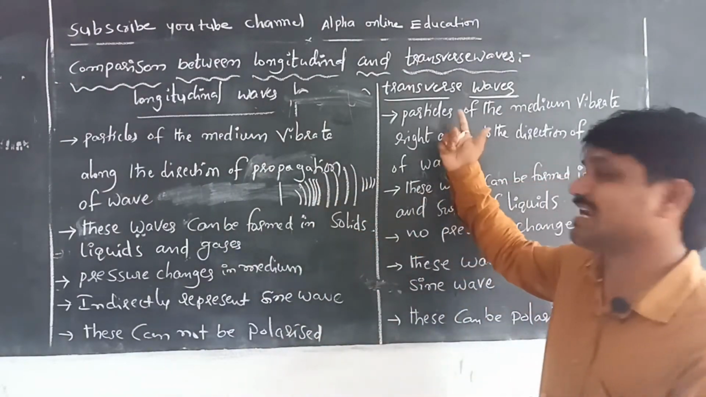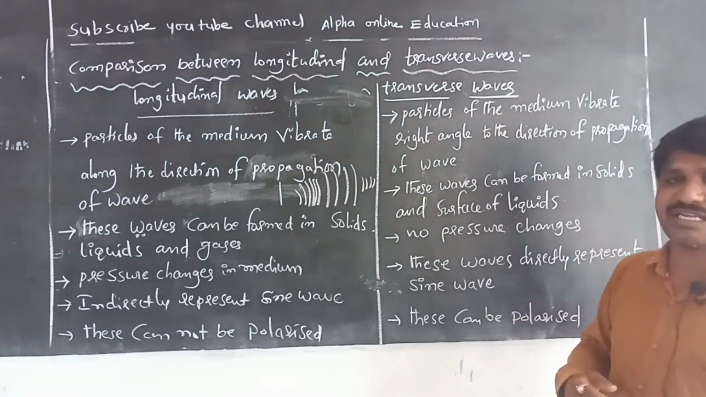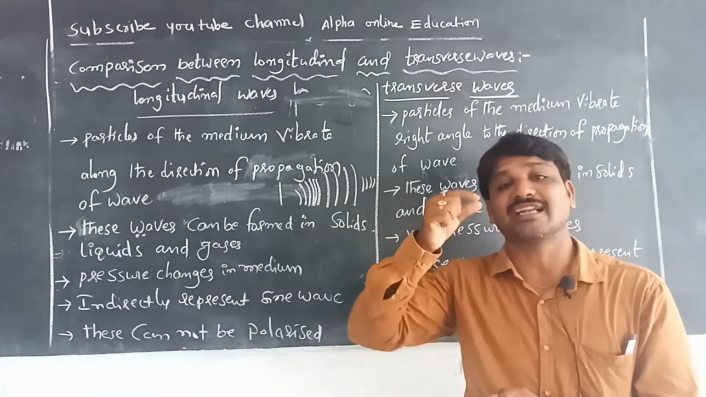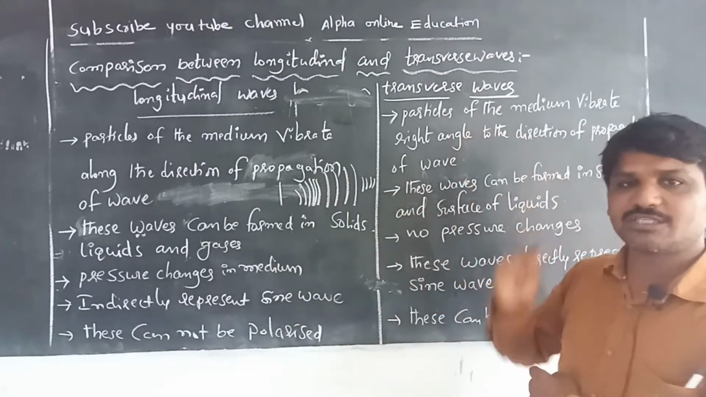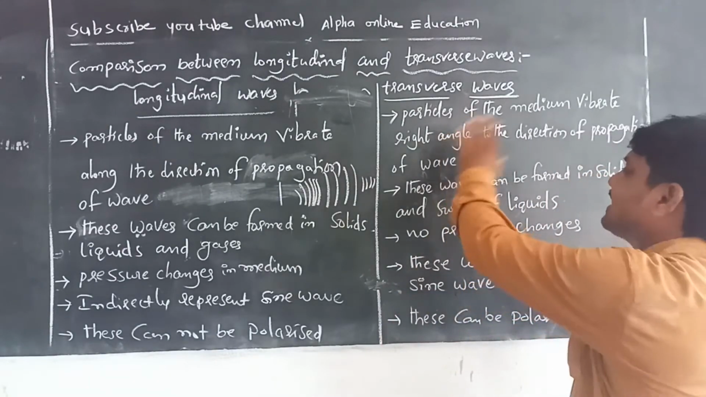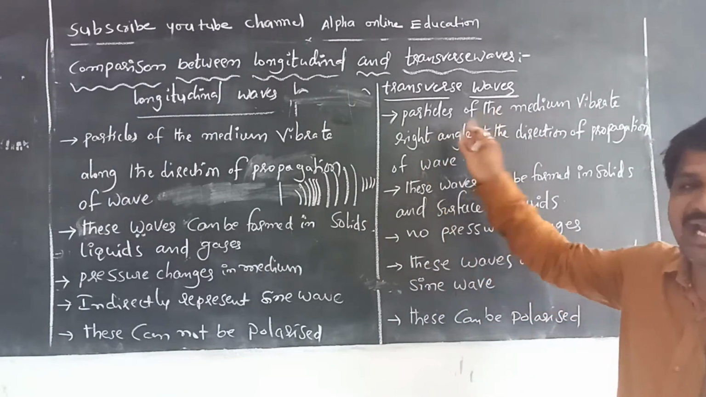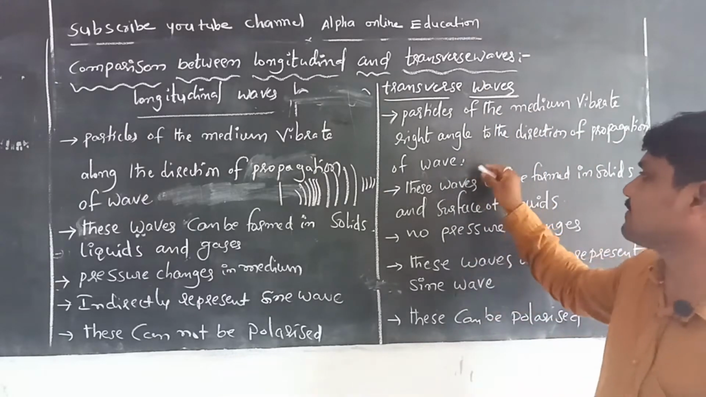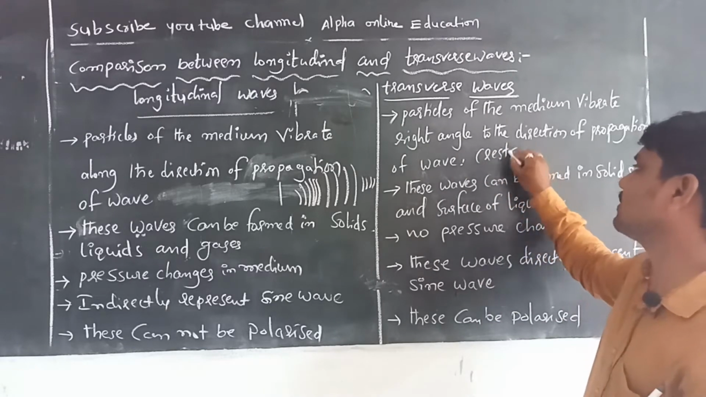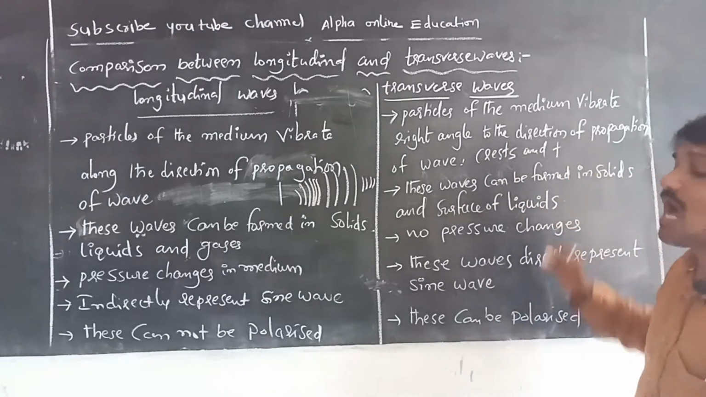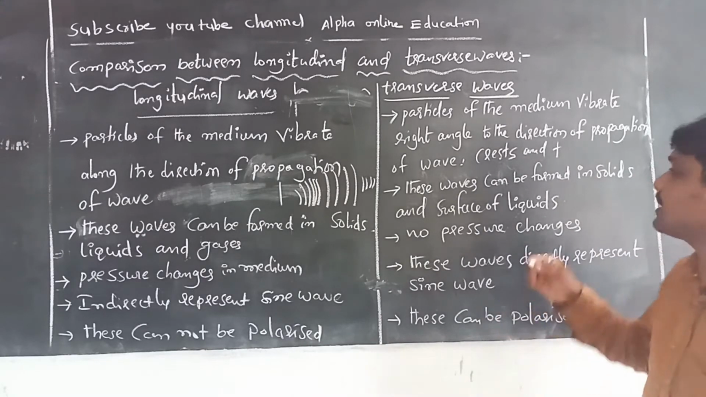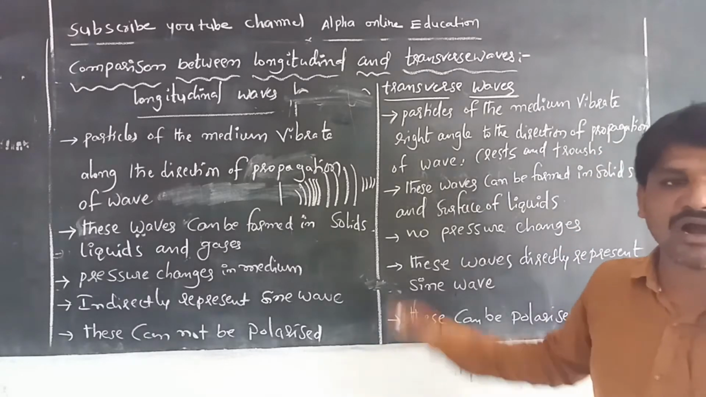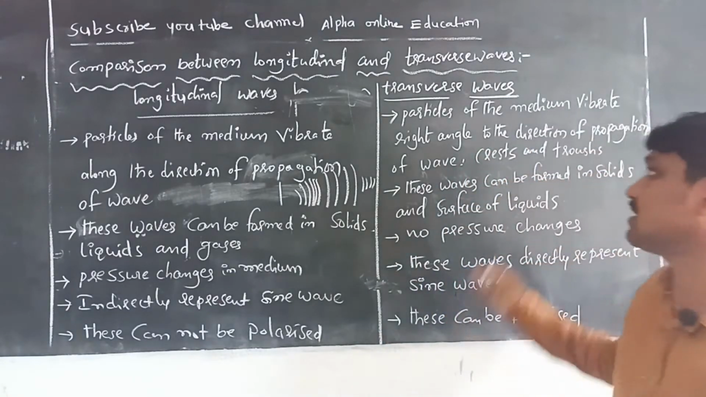If we come to the transverse wave: in a longitudinal wave the vibrating particles move parallel to the direction of the wave, but in transverse waves the vibrating particles are at right angles to the direction of the wave. When the vibrating particles are at right angles to the direction of the wave, it is called a transverse wave. In a transverse wave, crests and troughs are formed alternately.